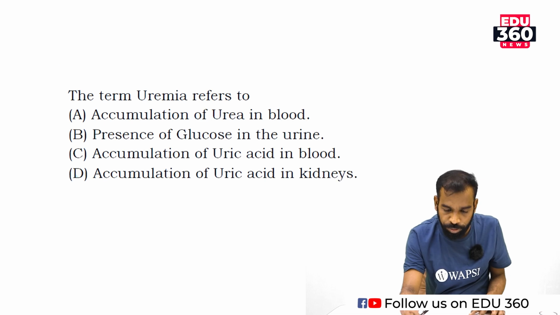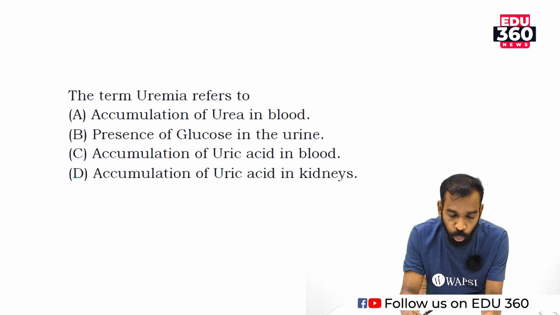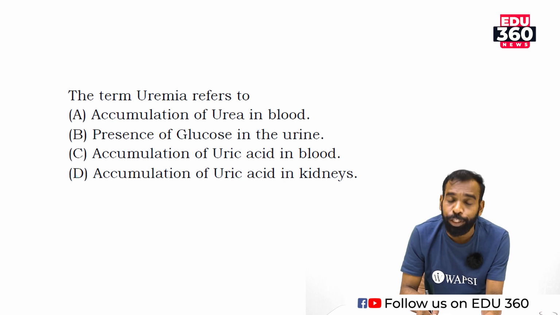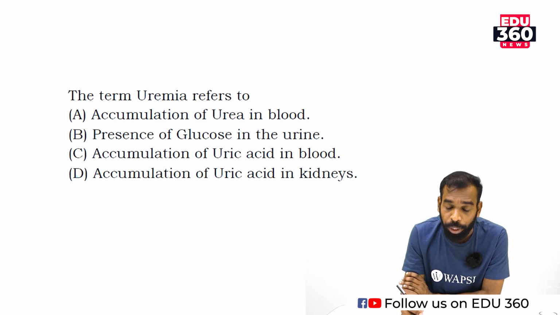Move to the next question. The term uremia refers to accumulation of urea in blood, that is option A. Presence of glucose in urine, that is option B. Accumulation of uric acid in blood, that is option C. Accumulation of uric acid in kidney, that is option D. Here the disease name is uremia.